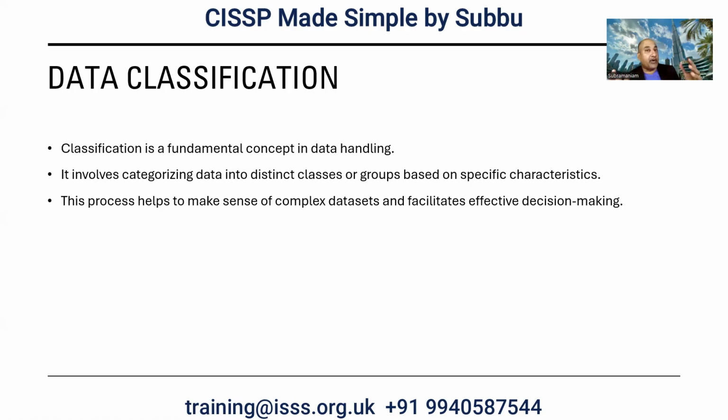The data exists in three forms: data at rest, data in transit, and data in use. It gives you the technical scope for the implementation of any compliance. Data is classified based on age, usefulness, and regulatory compliance. That's something we are going to look at in the next slide. Classification is the fundamental concept of data handling.